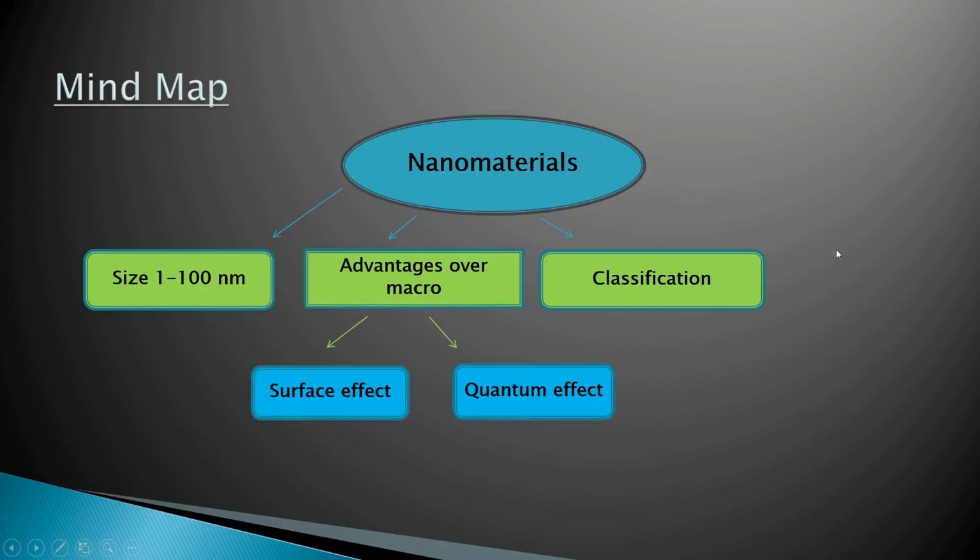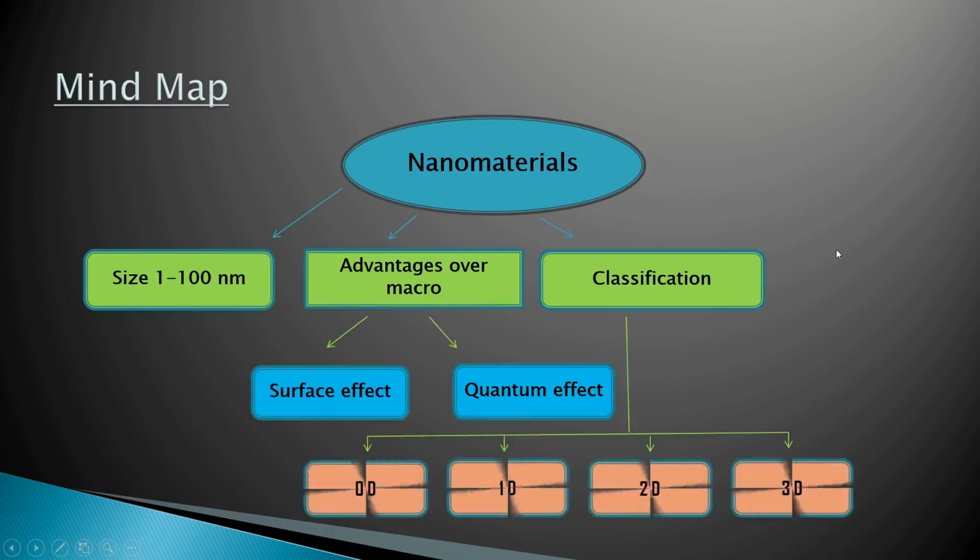Next we discussed the classification. The classification we discussed four kinds: 0 dimension, 1 dimension, 2 dimension and 3 dimension. This is based on the size of the materials in the three directions.